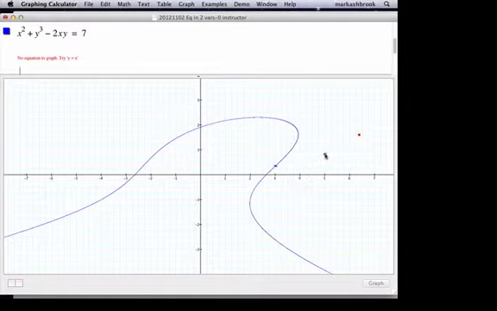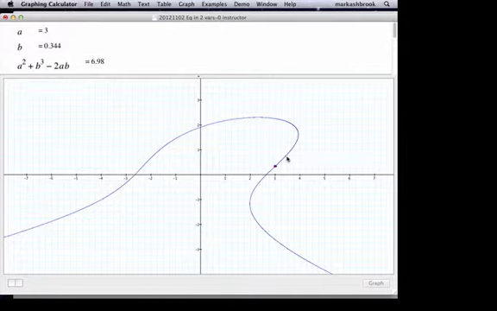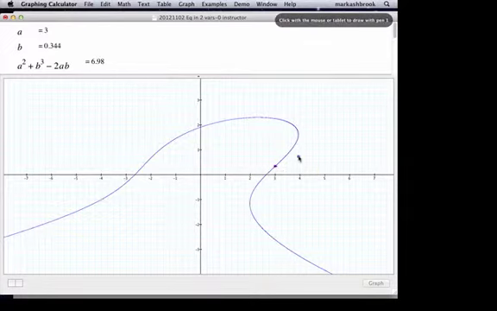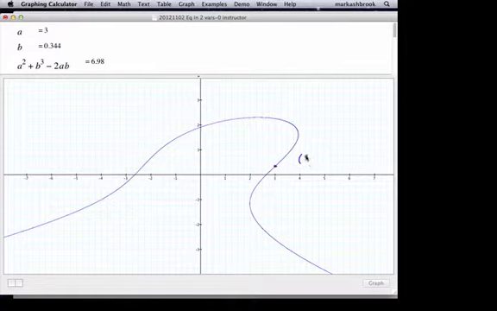So actually, before we do that, let's get those. If you still got it open, you can. Let's see here. Oh, 6.98. Stop. Takes a steady hand. There we go. So here's the first point: 3, 0.344.